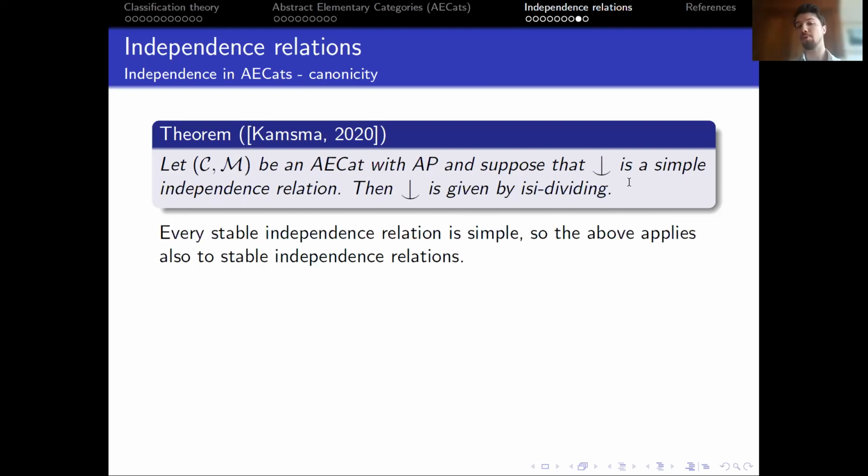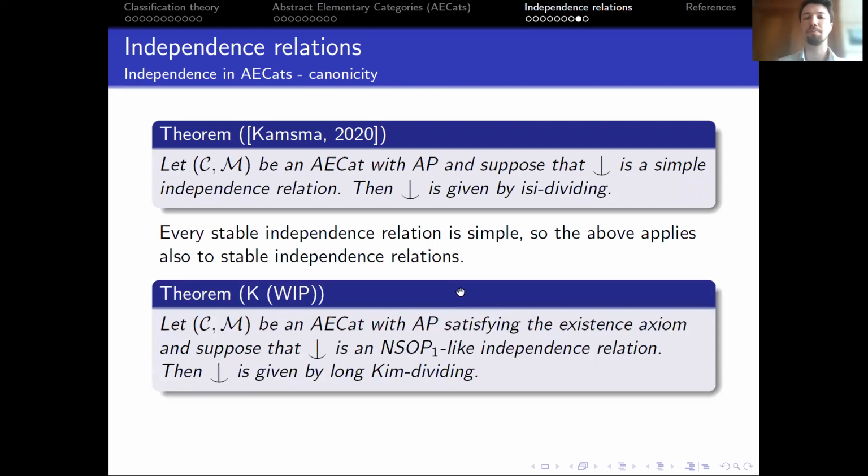And well, every stable independence relation is simple, by definition. So the above also implies that we have canonicity for stable independence relations, which of course we already knew by work of Mike Hirsch and Sebastian, and that is more general. But it starts rebuilding this classification picture because now we can compare stable and simple independence relations.